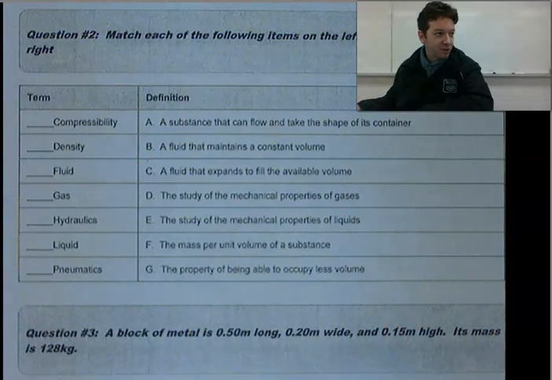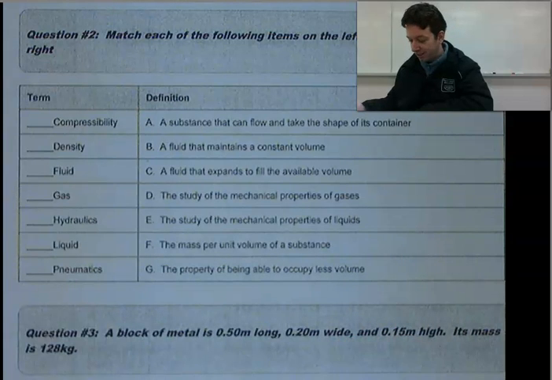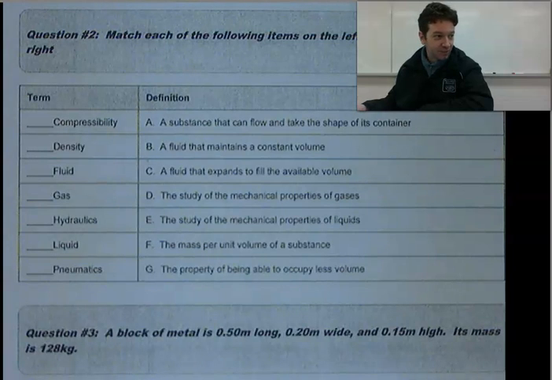All right, our next question really is comparing terms to their definitions. We had a lot of new terms in this introductory lesson for this unit, so we're going to try and match, make sure we understand the terminology.